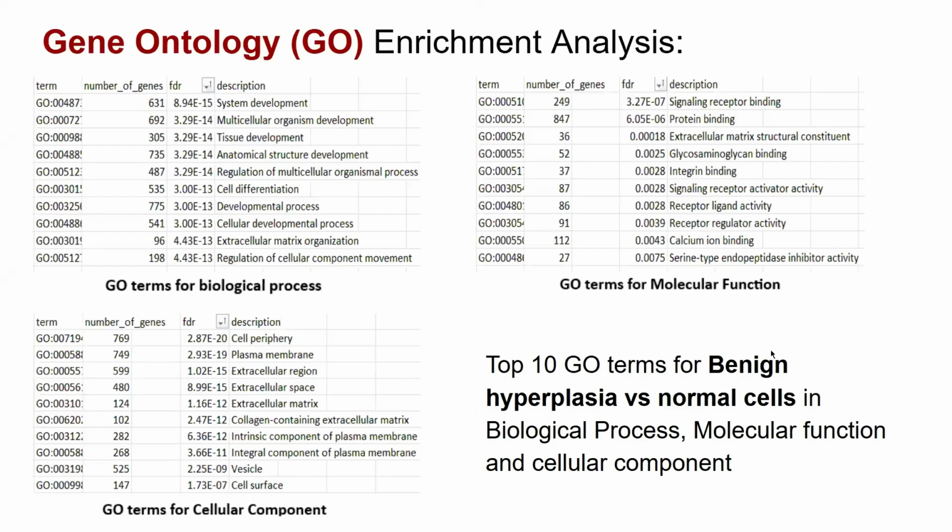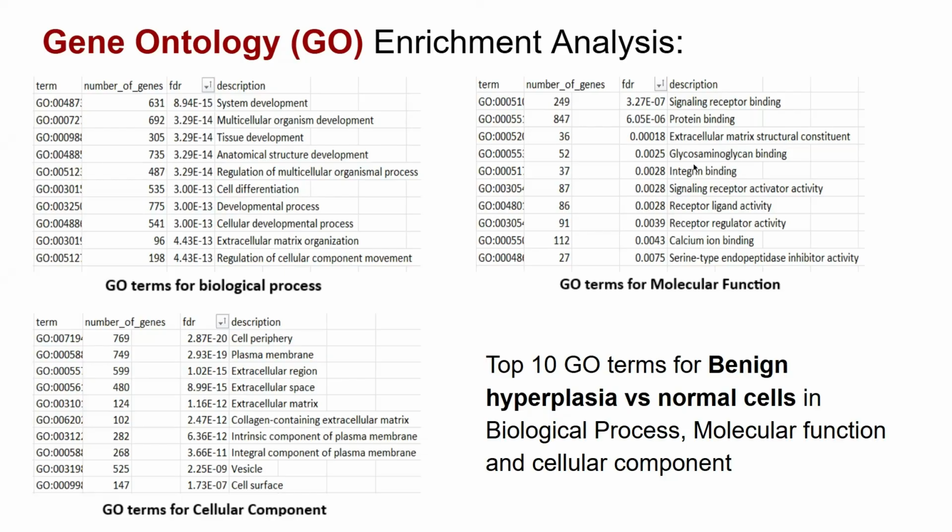Then there is the gene ontology enrichment analysis, which shows that there are a certain number of genes responsible for certain functions among biological process, molecular function, and cellular component. These plots are for the benign hyperplasia versus normal cells. In these plots, we can see that there are, for example, 487 genes which are responsible for the regulation of multicellular organismal process. And if these genes are upregulated or downregulated in a particular condition, invasive cancer condition can arise.